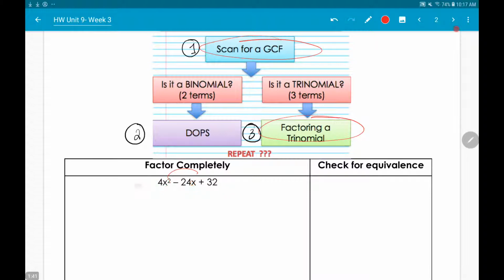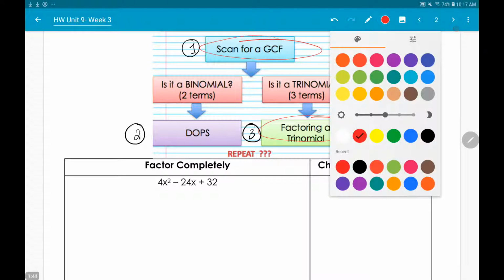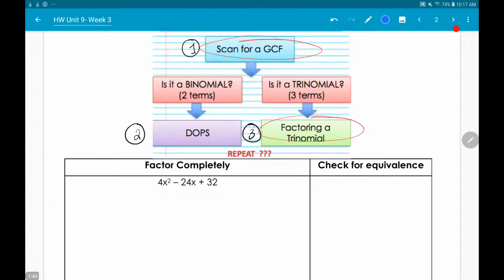So when I'm looking at these problems, before I go into factoring a trinomial, I want to ask myself, is there a GCF? I scan. Is there something that I can divide each one of these by? And yes, I can divide them by 4. So if I divide them by 4 and take out a GCF, remember when we do our GCF, it goes on the outside, and what's left over goes on the inside. So x squared, 6x, and 8.